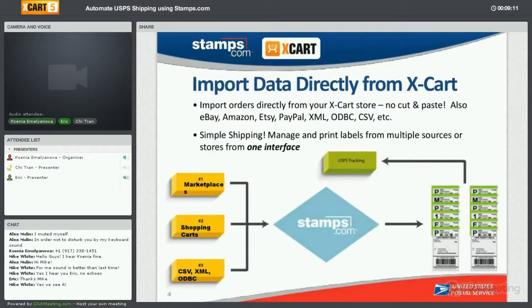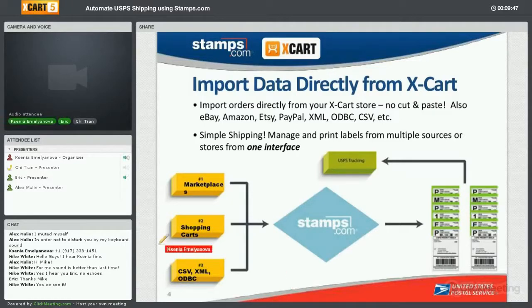All right, let's look at our data integrations a little bit more closely. As I mentioned, Stamps.com can import data directly from shopping carts like Xcart, of course, but we also do marketplaces like eBay, Amazon, and PayPal. So if you're selling on both, say, your own shopping cart with Xcart, and then you're also maybe selling on eBay, trying to sell all your liquidation products, you can basically pull all that data into Stamps.com and have a shipping label management system. We can also import from ODBC or CSV files.